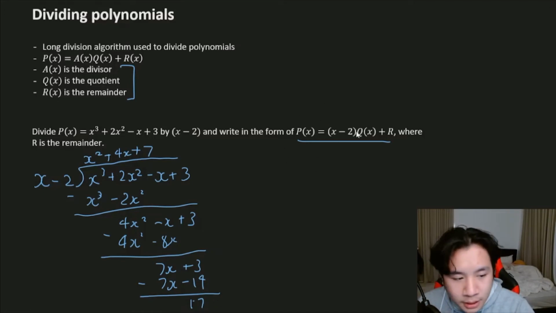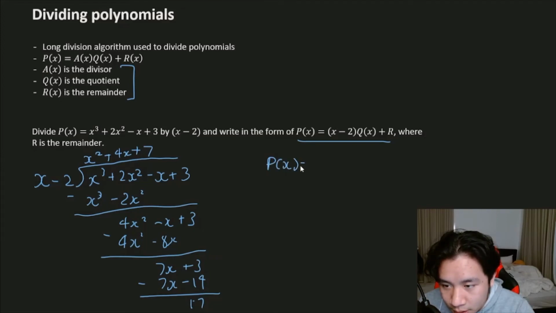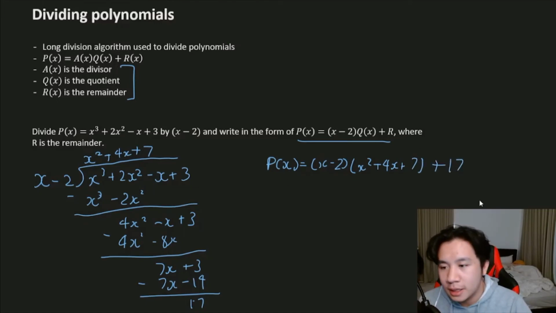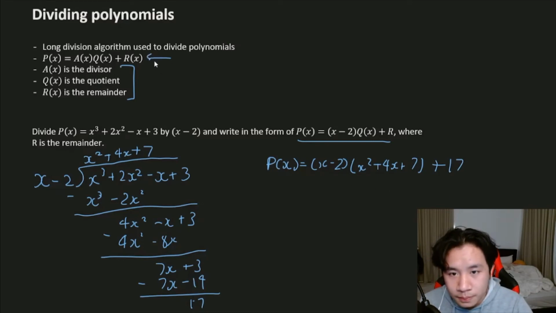So to write it in this form, I can just write this. P of x is equal to x minus 2. And q of x stands for the quotient, which is the result you get when you divide these two polynomials together. So this is just x squared plus 4x plus 7. And then here it wants the remainder at the end, so plus 17. And you can see that this kind of follows this form right here, this one.